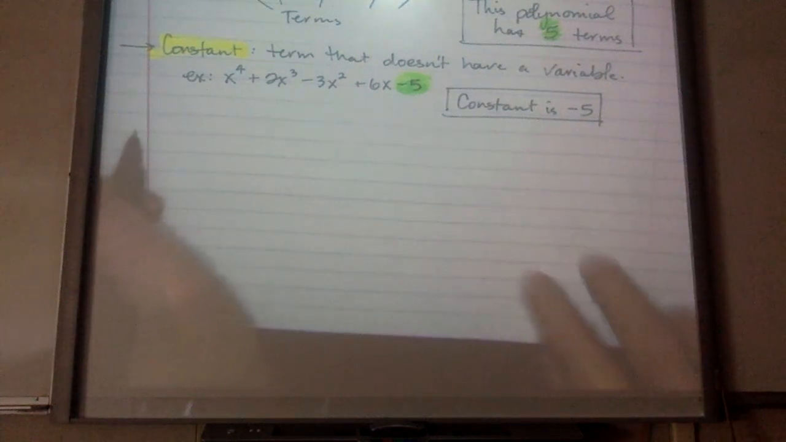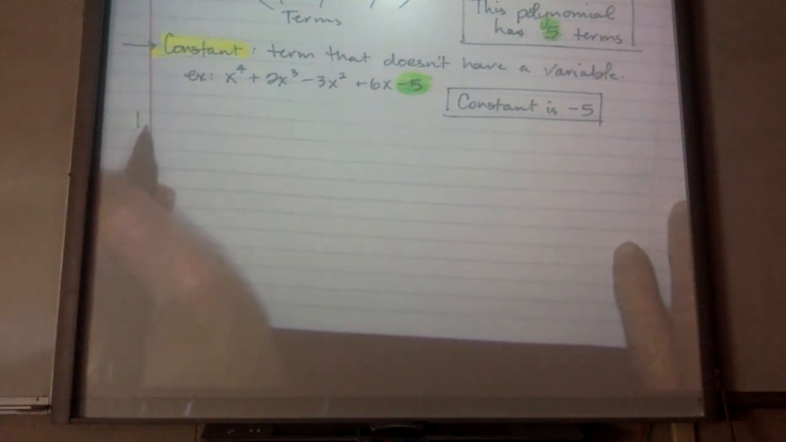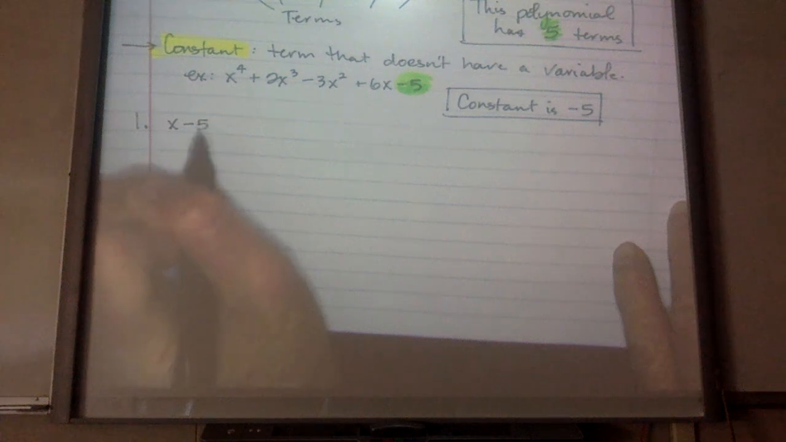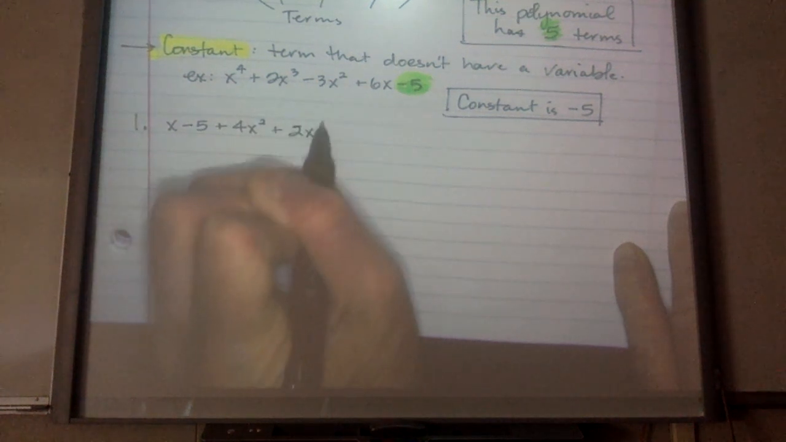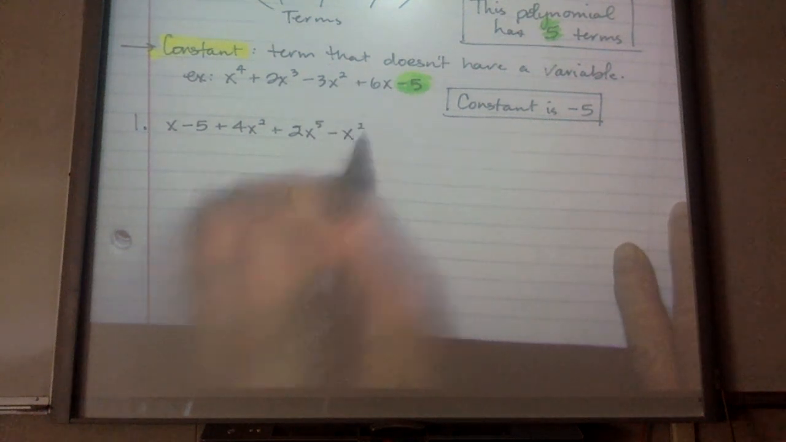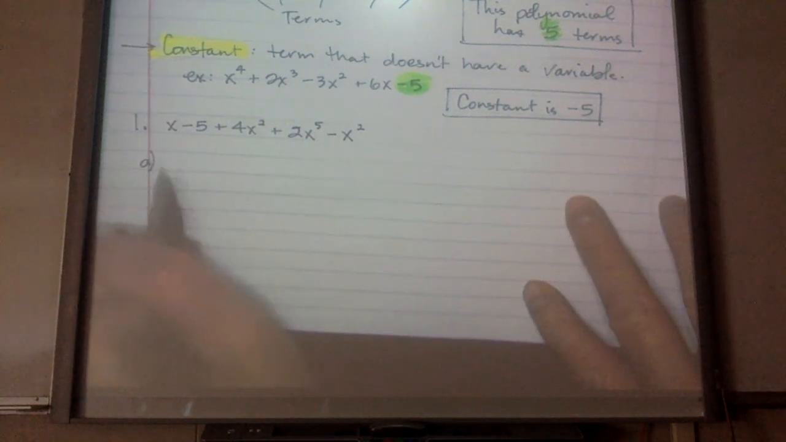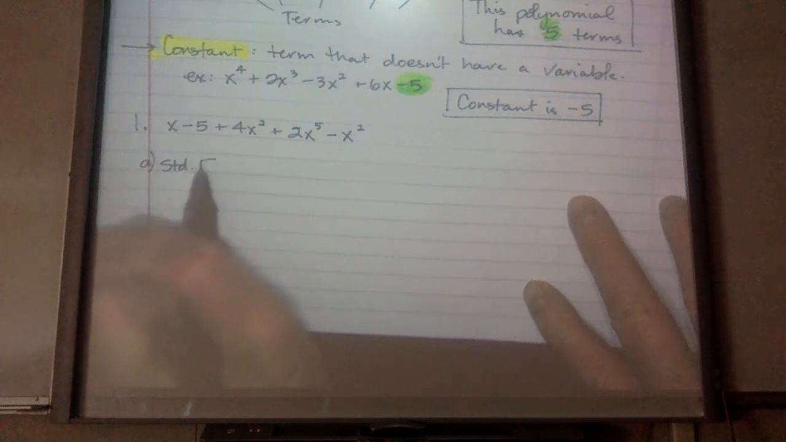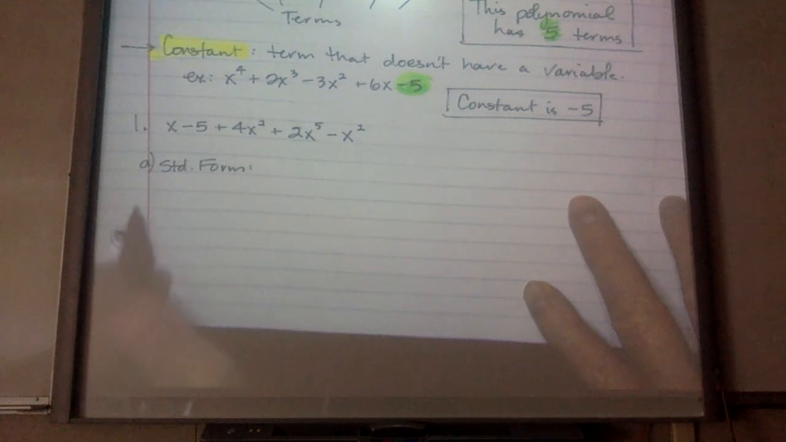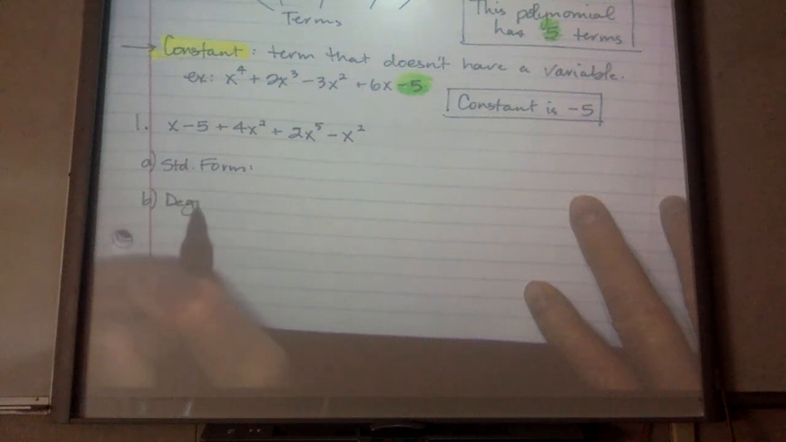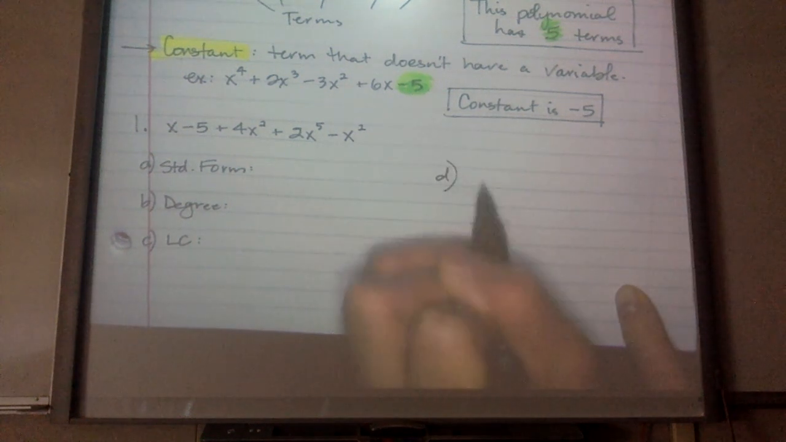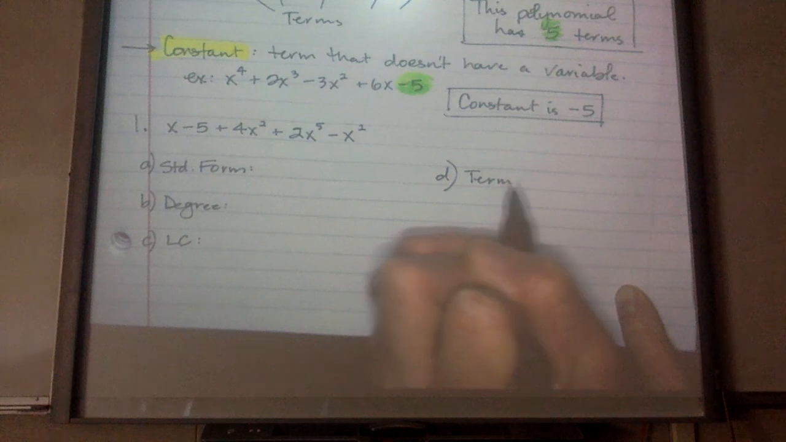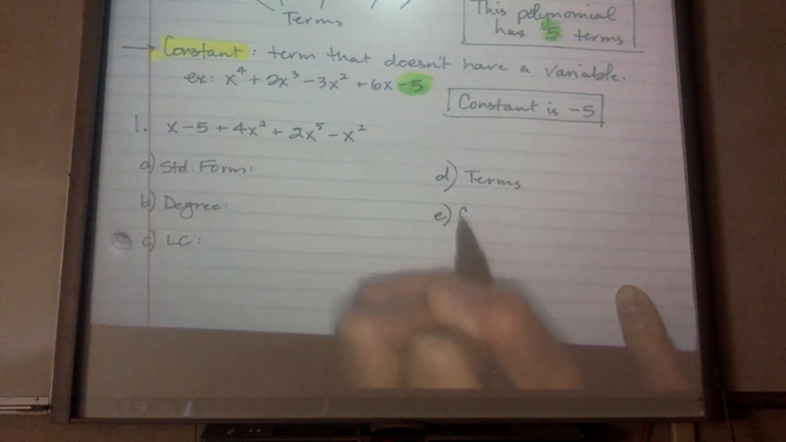So number 1, we're going to do all 5. So x minus 5 plus 4x squared plus 2x to the 5th minus x squared. So the first thing they want, standard form. Then degree. Then identify my leading coefficient. Then how many terms do I have? And last, what is my constant?